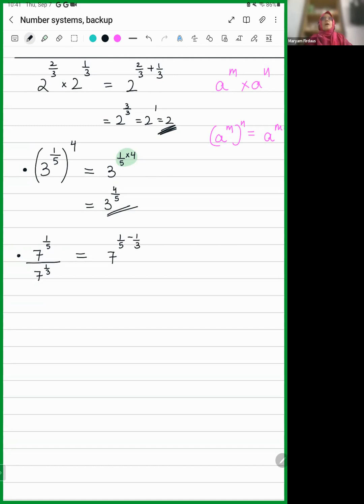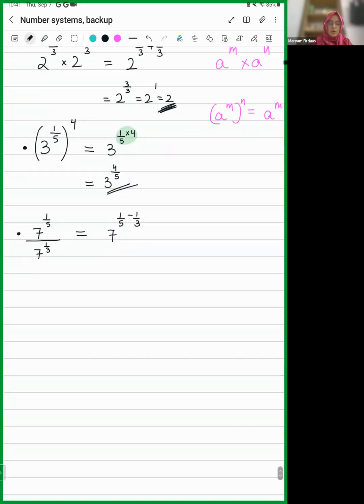When you have something in the denominator, it becomes minus. So the 1 by 3 is in the denominator. That's why we write minus 1 by 3. Let me give you another example to make this clearer. Let's say if you have 1 by 2 to the power 5. This will become 2 to the power minus 5.